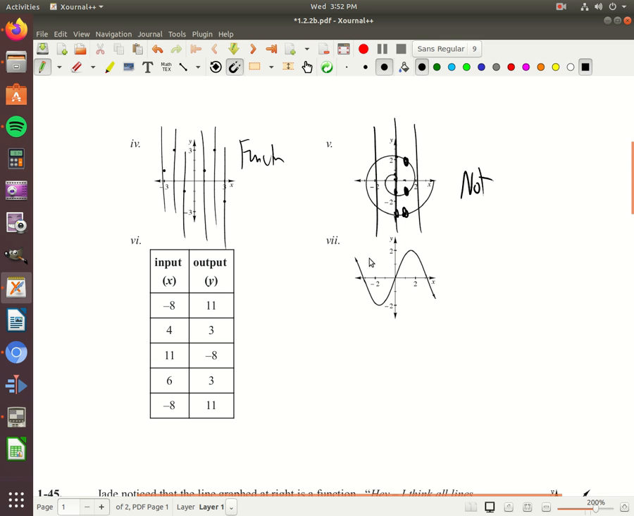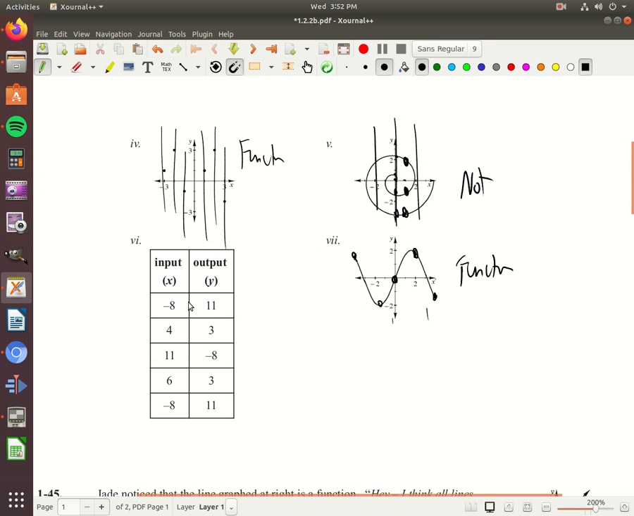I'm going to skip 6 for a second and go to 7. This one does pass the vertical line test, right? Every single input that you give me, I have exactly one output. If I plug in this number, I get the output here. If I plug in this number, I get one output. Here, one output. Here, one output. Here, one output. So this one is a function.